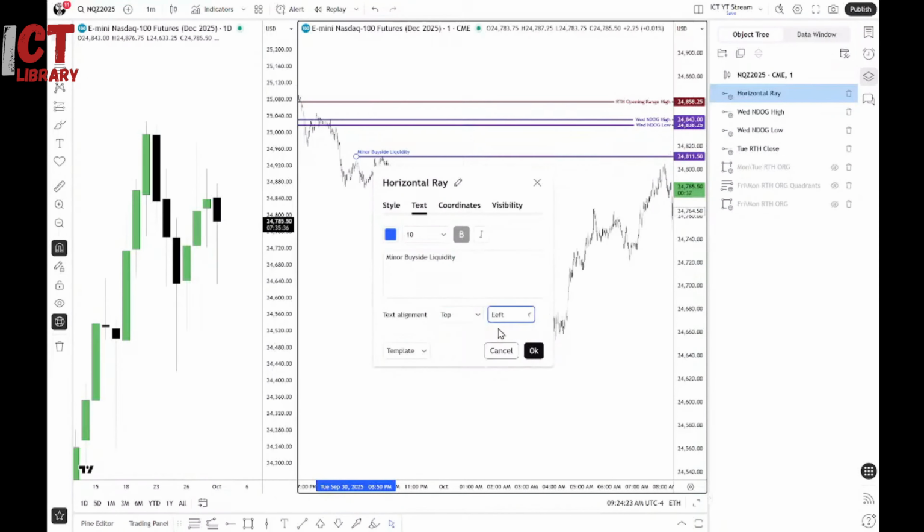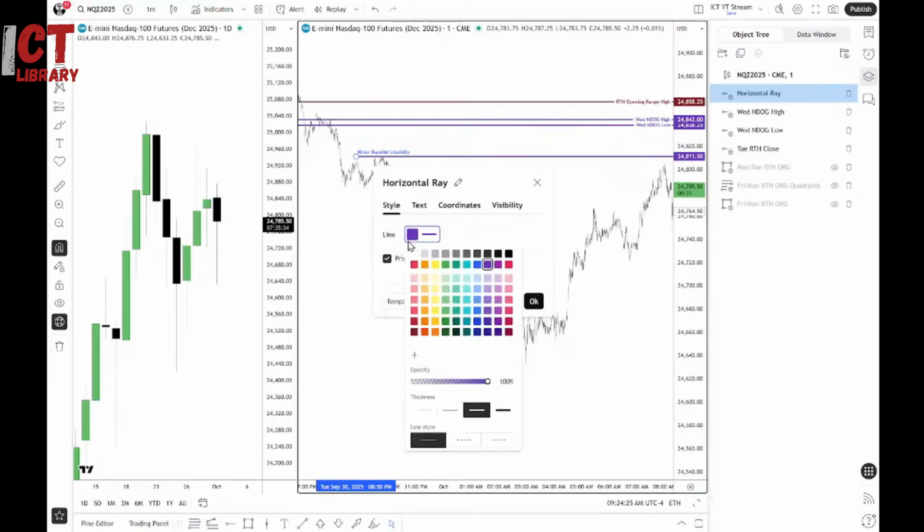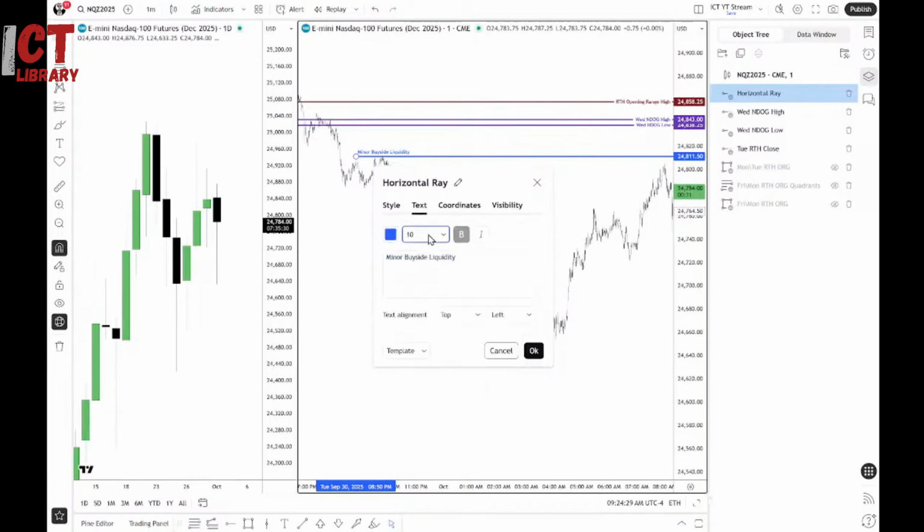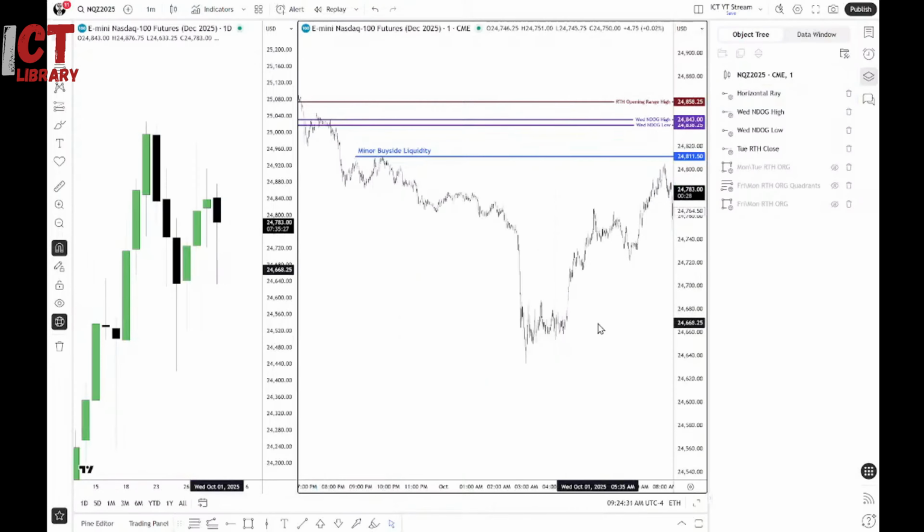Top left and blue. And the text is usually 14. Okay.